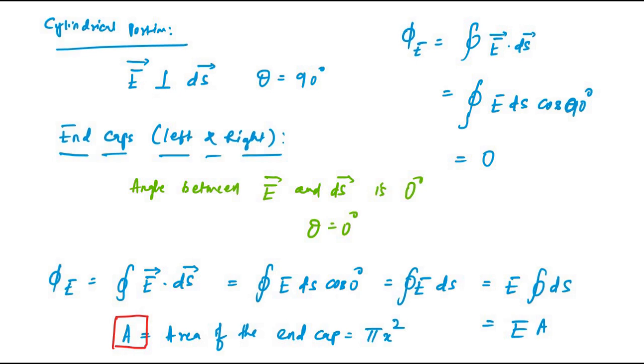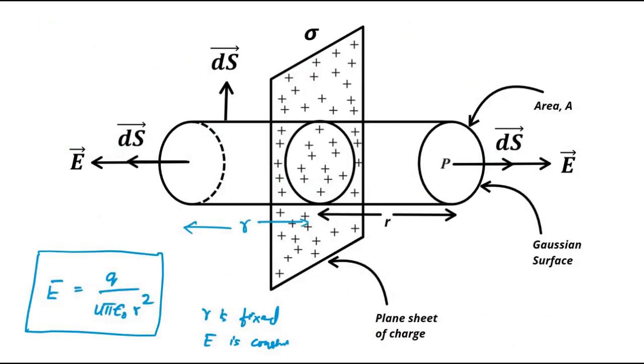So we have two end caps, so the electric flux due to both the end caps, the left and right end cap, that is equal to 2EA. This is the electric flux due to both left and right end cap.